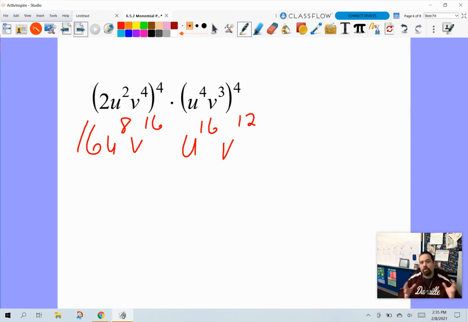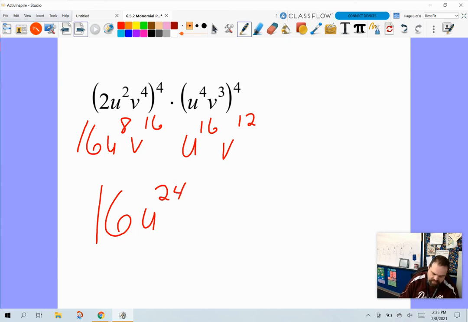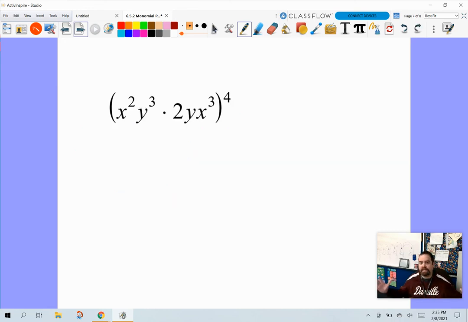Okay, now I'm going to put my variables together. My final answer is going to have a 16 in it. And then I've got a U to the 24th power, 8 plus 16. And then V to the 28th power, 12 plus 16. Take your time on these. If you need to write these out and completely expand it, count everything up, and then put it back together, do that. It's worth a piece of scratch paper.